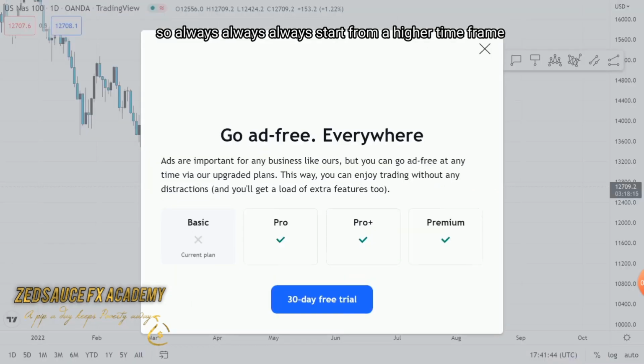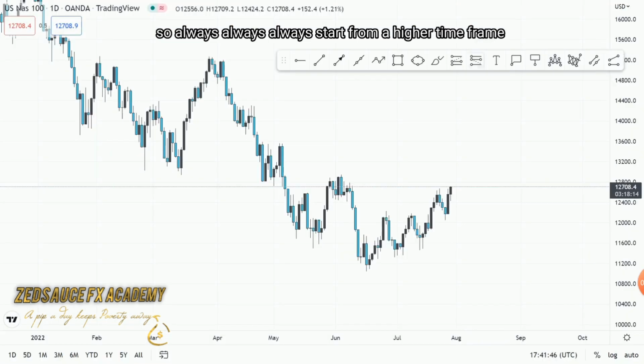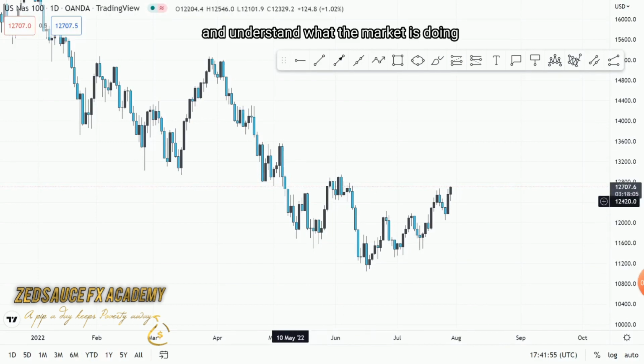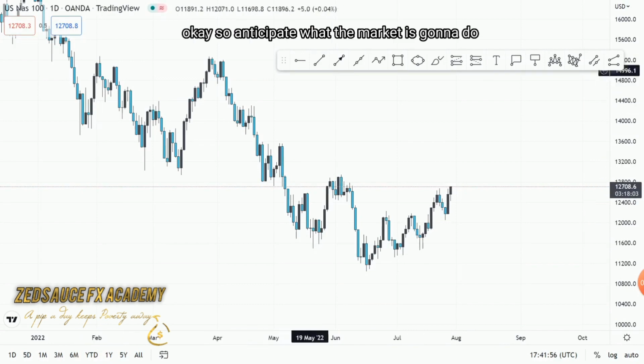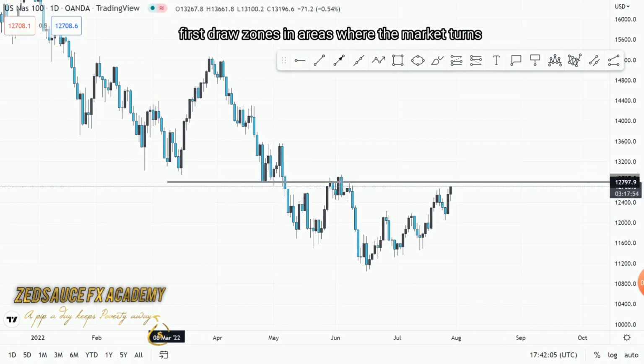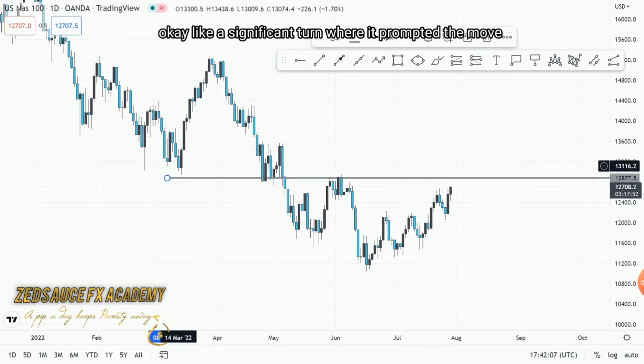So always start from a higher time frame. Okay, so what are you gonna do on the higher time frame? You're gonna utilize and understand what the market is doing. Okay, so anticipate what the market is gonna do. So first thing first, draw zones in areas where the market turned. Okay, like a significant turn where it prompted a move.